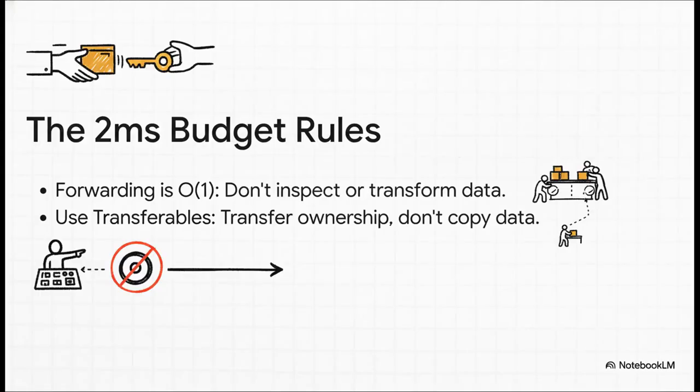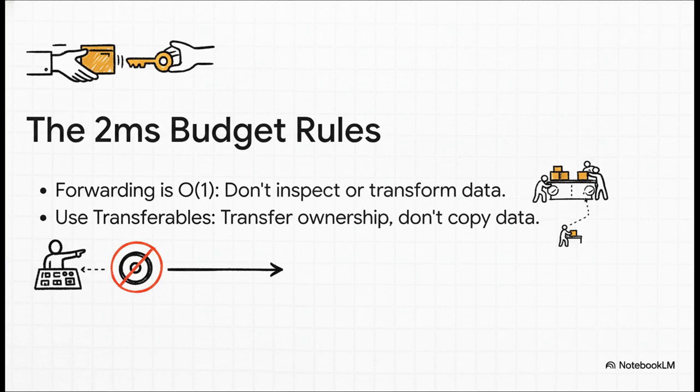Staying inside that 2-millisecond window means you have to live by some very strict rules. Rule 1. When you forward a message, you just forward it. Don't look inside, don't change it. It's got to be a constant time O(1) operation. Rule 2. Use transferables like your life depends on it. Instead of slowly copying a giant piece of data, you just instantly transfer ownership from the worker to the main thread. It's like teleportation for data.